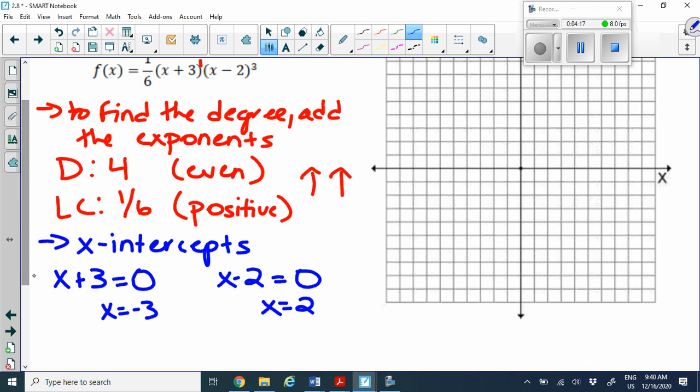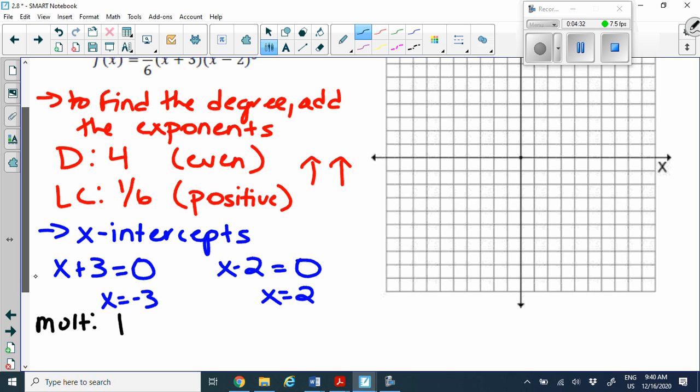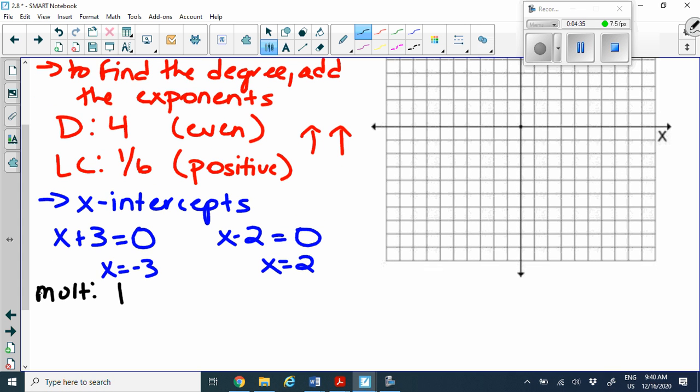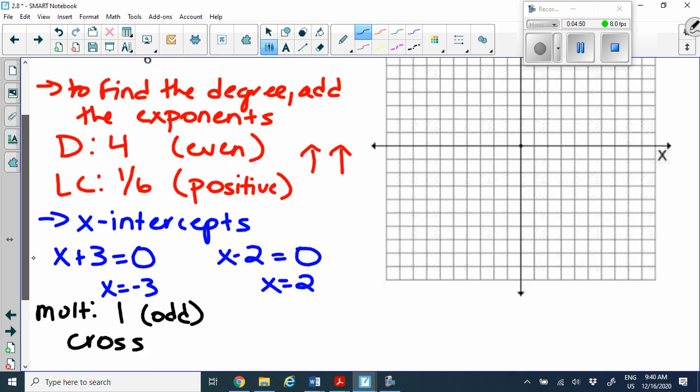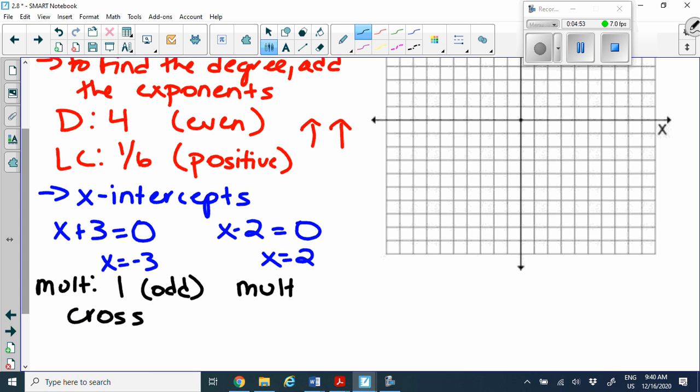Now let's figure out the multiplicity here. Anytime you need to figure out the multiplicity, you look at the factor. On the x plus 3, our exponent is 1. Now notice, because our exponent is 1, that means we have an odd multiplicity. And so therefore, we are going to cross at the x value of -3. Now for x minus 2, notice that we also have an odd degree there. So our multiplicity was 3, which is odd. So we will also cross at that x value. Okay?